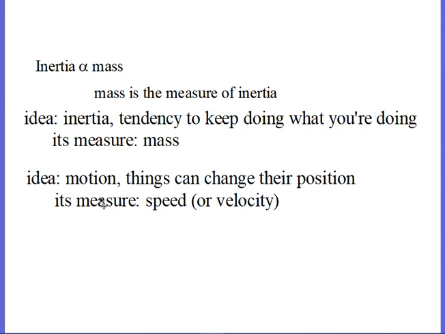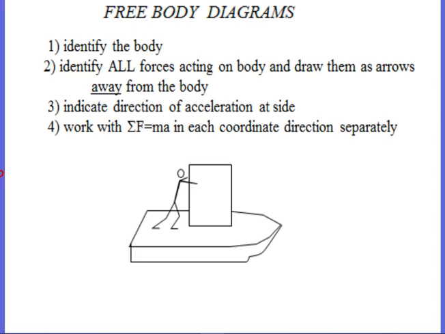And then you take that idea of motion and decide to measure it, to put numbers on it, and then you call it speed, or possibly velocity. So the relationship between inertia and mass is the same as the relationship between motion and speed. I hope that's helpful. Okay, moving on to free body diagrams.